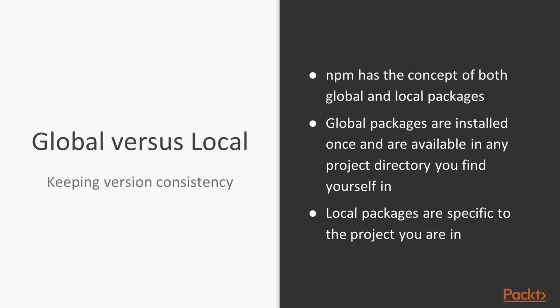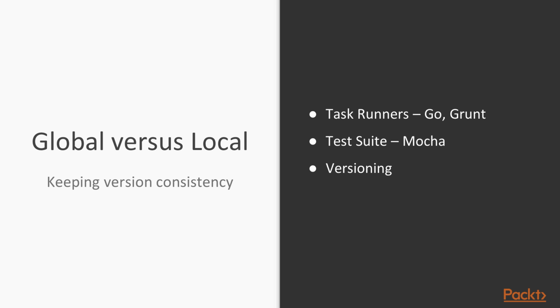Early in the development of NPM, it was quite common to install some packages as global. Usually these would be things such as task runners, like gulp or grunt, or test suites, like Mocha, linters like ESLint, and more. The view of the community has gradually shifted to mostly shy away from global packages. The reason for this mostly revolves around versioning.